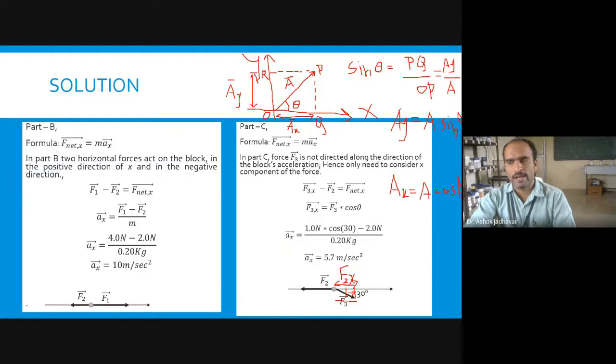So to determine F3x, what formula do I have to use? I have to use this formula: Ax is equal to A cos of theta. So F3x is equal to F3 cos of theta. Did you get it? You can try it on a notebook and you will observe that if you consider this as the x-axis, this is the y-axis, and this is your F3, and this is theta, you can determine this F3x.